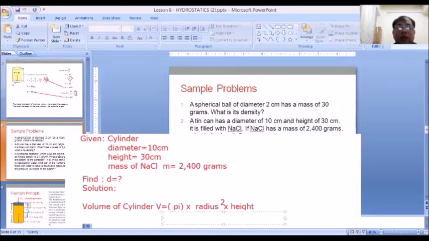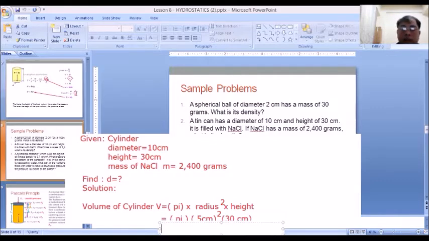If we substitute this, the diameter for number 2 is 10. So we will have here pi multiplied by 5 centimeter. That's the radius, and its height is equal to 30 centimeter. And our value will become cubic centimeters still. So what is our volume for this given number?